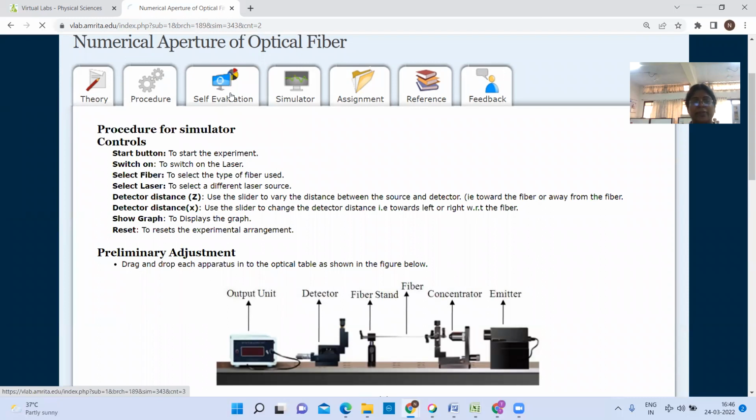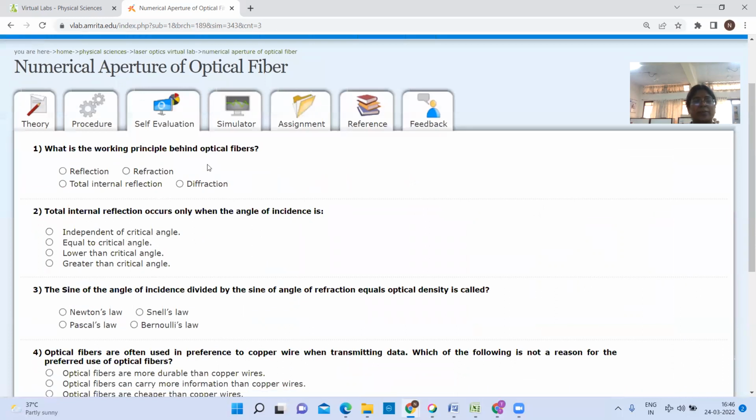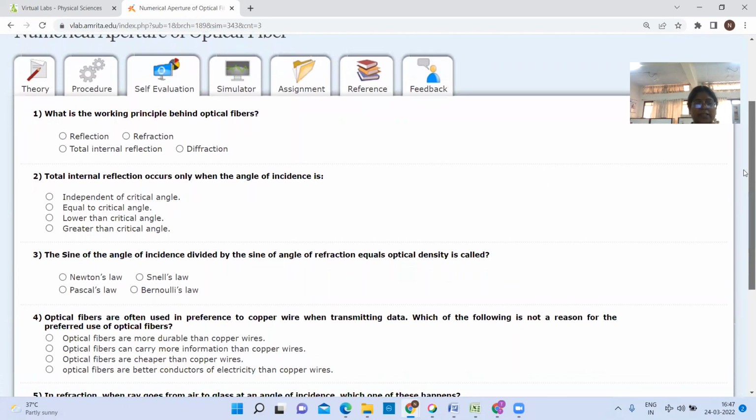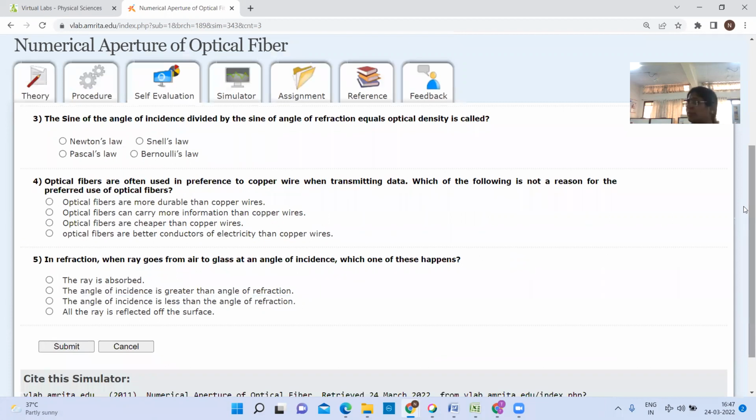Then self evaluation. इथे MCQ दिलेले आहेत बघा. Self evaluation means it is given MCQs. What is working principle behind optical fiber? What is the answer? Total internal reflection. Then total internal reflection occurs only when the angle of incidence is greater than the critical angle. Then next, the sine of angle of incidence divided by the sine of angle of refraction equals optical density is called. So that is Snell's law.